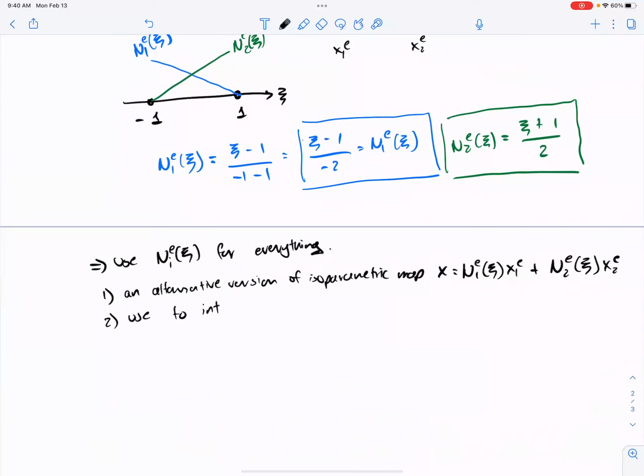Used to interpolate u. So now u^h is not going to be directly a function of x, it's going to be a function of xi. So what is u^h going to be? u^h is going to be N1 and so on. This is similar to what we did before, but now the only difference is that the functions are functions of xi instead of functions of x.